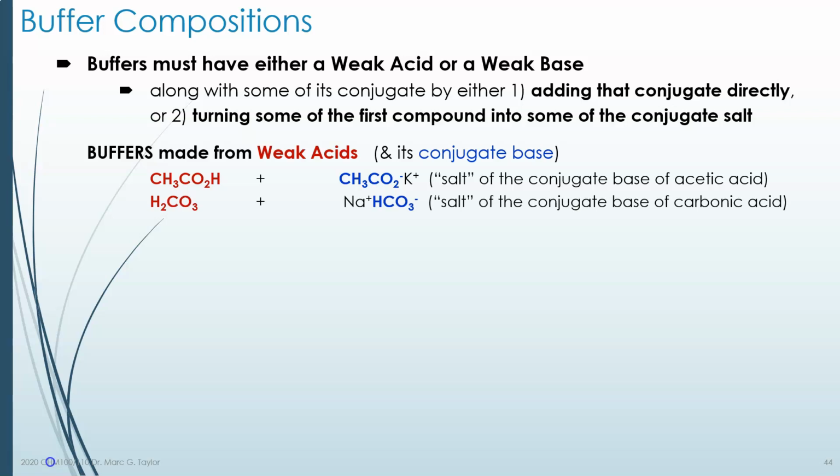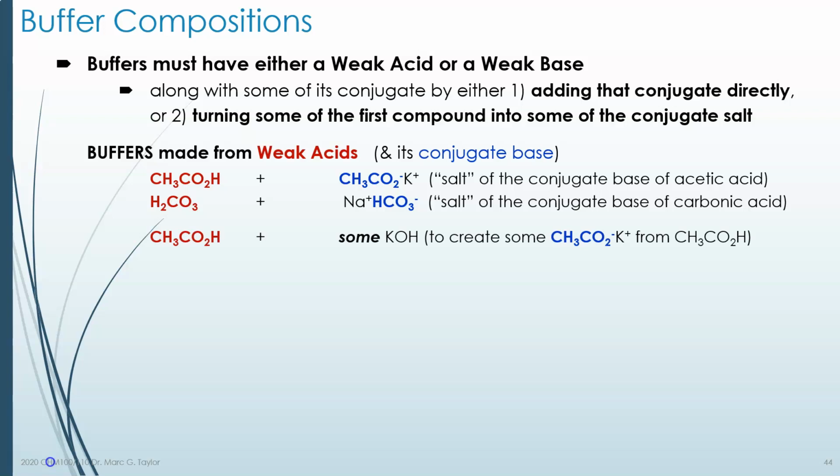You could have also made it using carbonic acid. Carbonic acid's conjugate base is bicarbonate, otherwise known as hydrogen carbonate, HCO3-. Now, you can't just buy the ion by itself. You have to buy the salt. So you could buy sodium bicarbonate or sodium hydrogen carbonate, or you could buy the potassium salt as well and mix that with the carbonic acid, and you would get a perfectly good buffer system that would buffer at a different pH, actually at a significantly higher pH than acetic acid does.